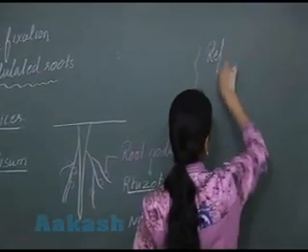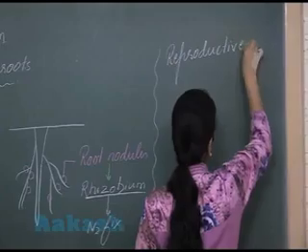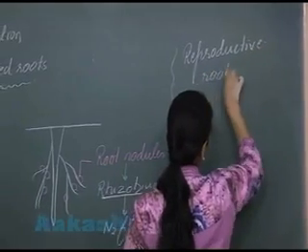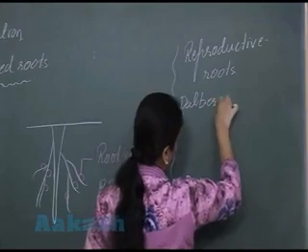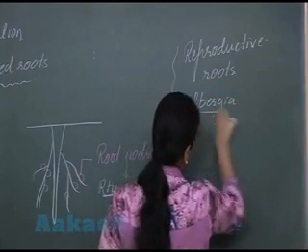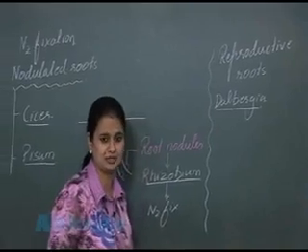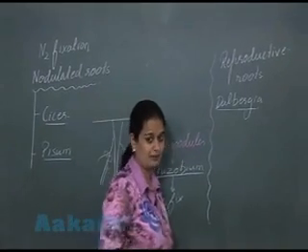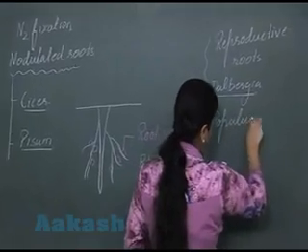that is reproductive roots. And here the example for this is Dalbergia. Dalbergia sissoo, that is shisham. Another example we can write here, that is Populus.